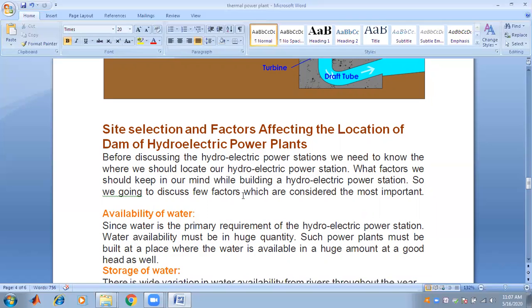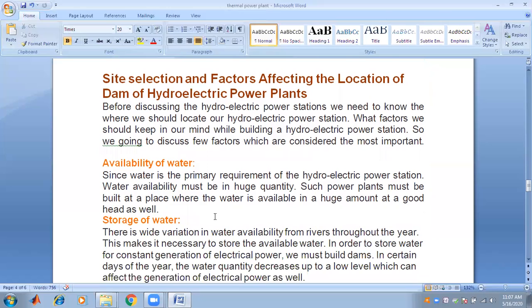One is the availability of the water. Since water is the primary requirement of the hydroelectric power station, water availability must be in huge quantity. Such power plants must be built at a place where the water is available in a huge amount and with good head as well. Means the main source from where the energy is generated is the water.